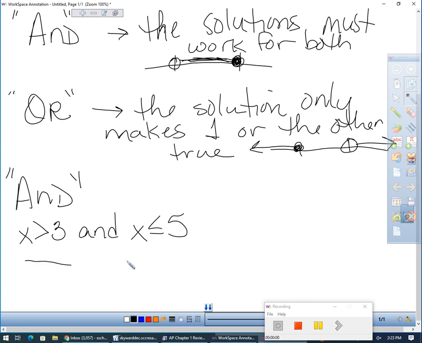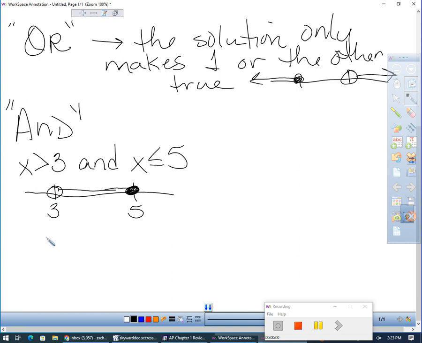If I were to put that on a number line, at 3, this says I have an open dot at 3, and it goes to the right. And x is less than or equal to 5 says I have a closed dot at 5, and this goes to the left. So all my solutions are sandwiched between 3 and 5. The interval notation for that starts at the 3 with an open dot, so that's a parenthesis, 3 to 5, and because it's a closed dot, it's a bracket. Very good. So this is one way to write an "and" problem.